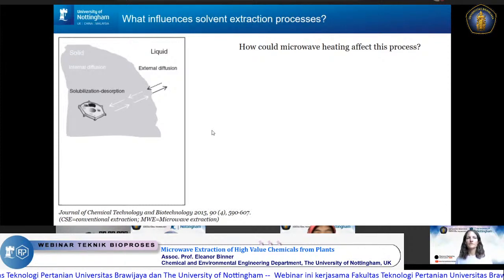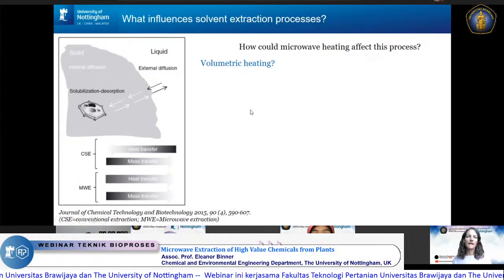microwave heating affect this process? Can volumetric heating give some advantages? It's generally agreed that in CSE, which in this paper was the acronym for conventional solvent extraction, the heat transfer has to come in, whereas the mass transfer has to go out. Whereas in microwave extraction, the heat transfer and the mass transfer are in the same direction. So that's a generically accepted truth, but there's no real attempt to model or understand how that really affects outcomes.